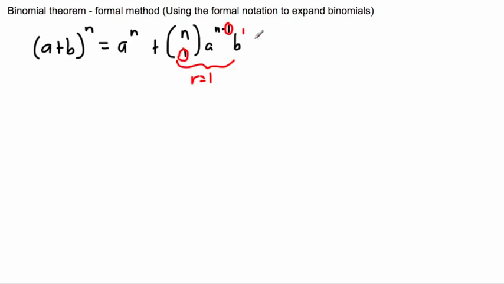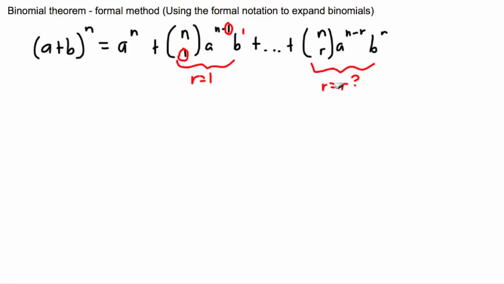The next term, well, you keep going, and this is the general one, so this is sort of the middle one. They all go like this. It goes n choose r, a to the power of n minus r, and all that is times b to the power of r. In this case, you don't know what r is. In this case, r is r.